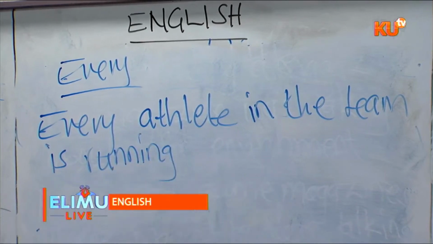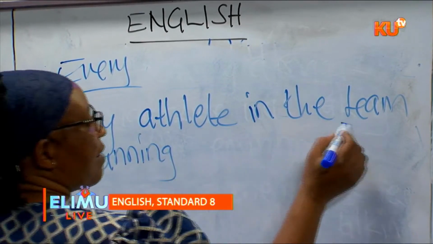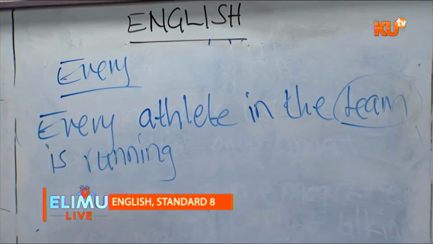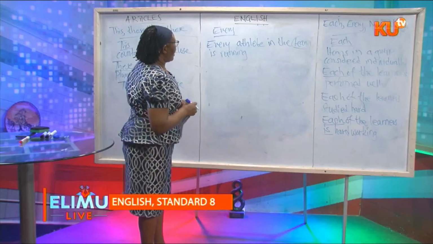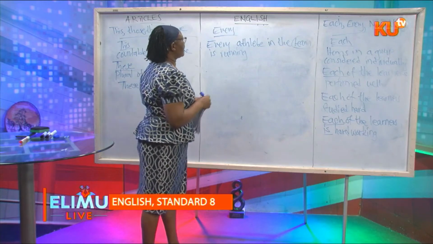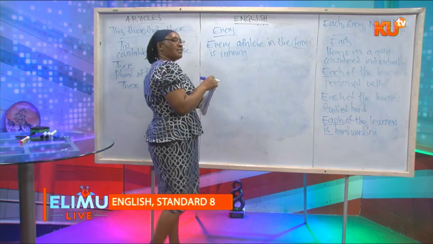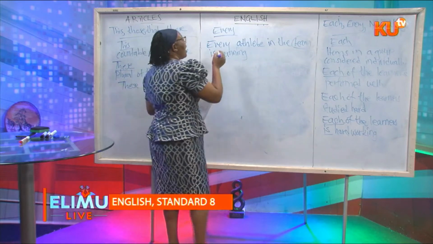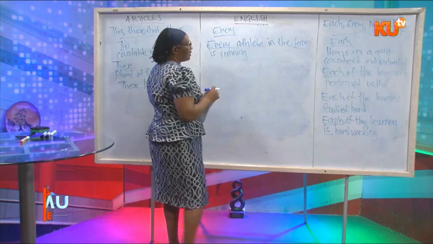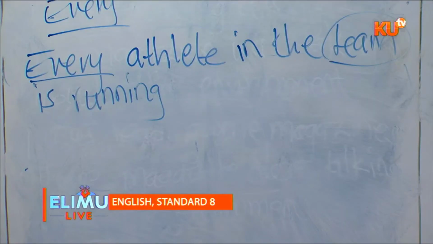So it means that we have a team of many, a team of people who are running. So a team of runners or a team of athletes, and each one of them is running at this particular moment. So every athlete in the team is running. So we use the word every to refer to an individual in a group.